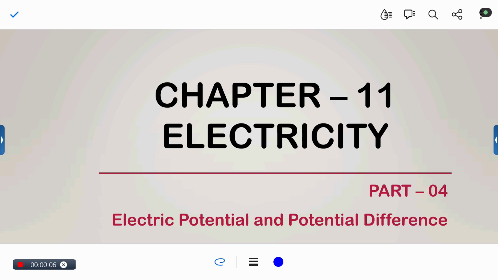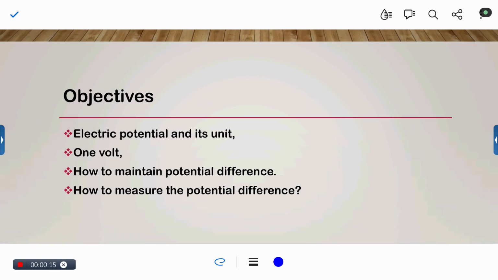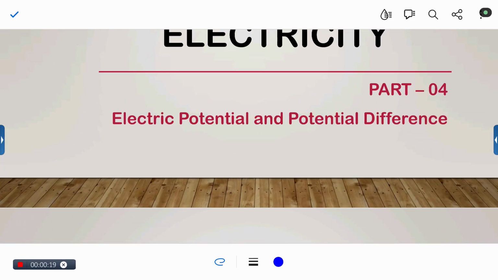Today's topic is about the electric potential and potential difference. In the previous concept we learned about electricity, right? Generally, charges will flow only if a potential difference is there. Without any potential difference, the charges won't flow from one terminal towards the other terminal.